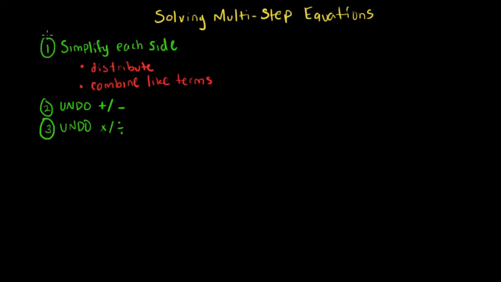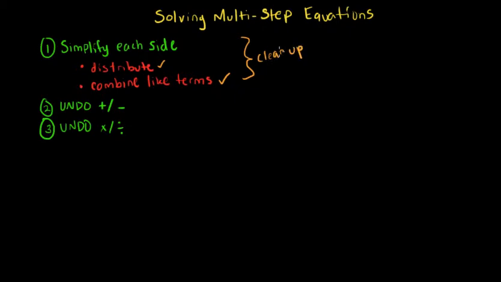So when you look at an equation, the first thing you want to do is simplify each side. So what does that mean? Well, if you see anything to distribute, you should do that. Okay? If you see anything to combine, like combining like terms, so if you see a 2x and a 3x, you should make that a 5x if they're being added. So I'd like to think of step 1 right here is kind of like clean up.